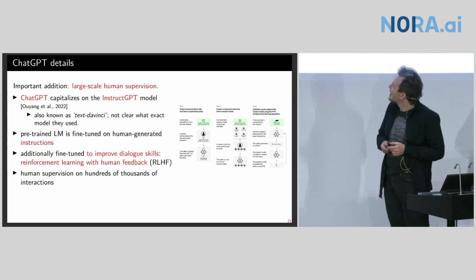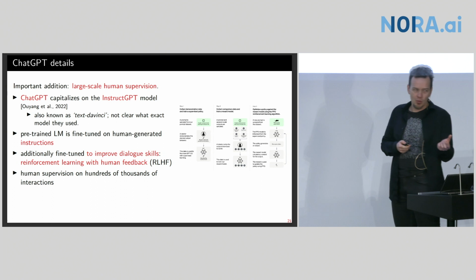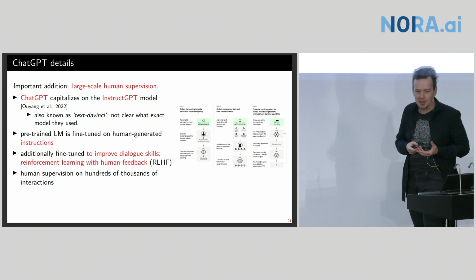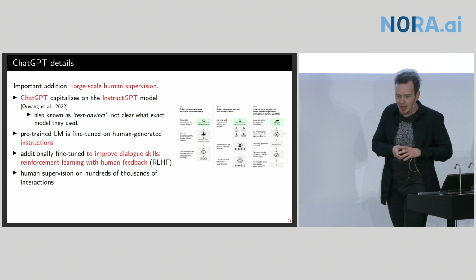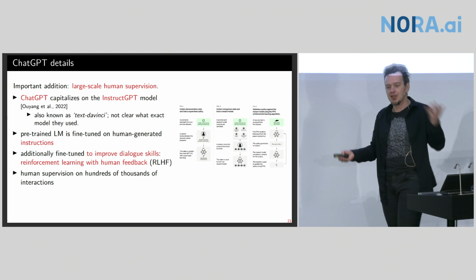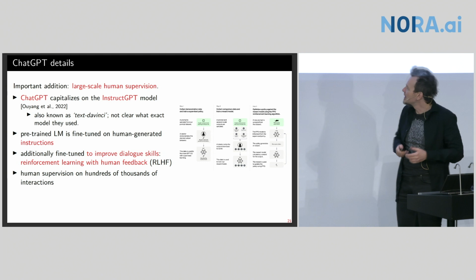But we know that they pre-trained the language model, an autoregressive language model, and then it was fine-tuned on human-generated instructions, and then it was additionally fine-tuned specifically to improve its dialogue skills. So they used the so-called reinforcement learning with human feedback, where they essentially send model-generated responses to humans. Humans ranked them, then they trained an additional reward model, which was used to further fine-tune the ChatGPT model to choose the answers which humans liked the most. So it was human supervision on hundreds of thousands of interactions.